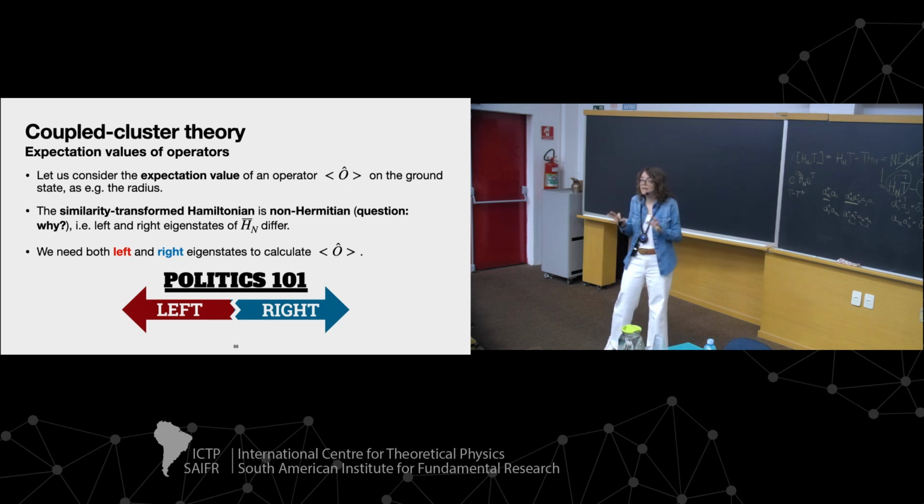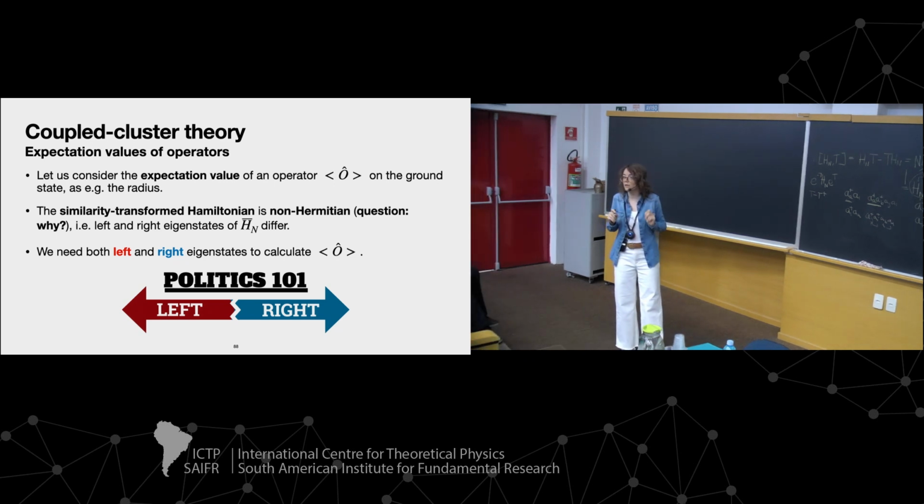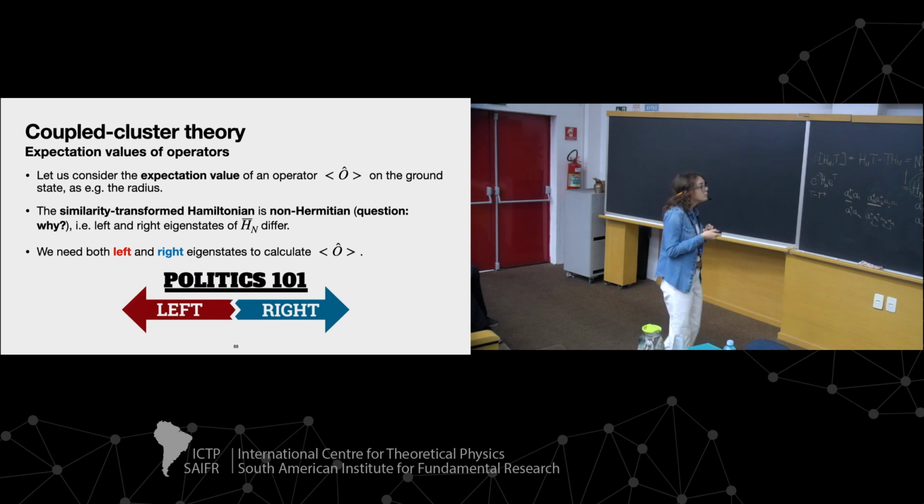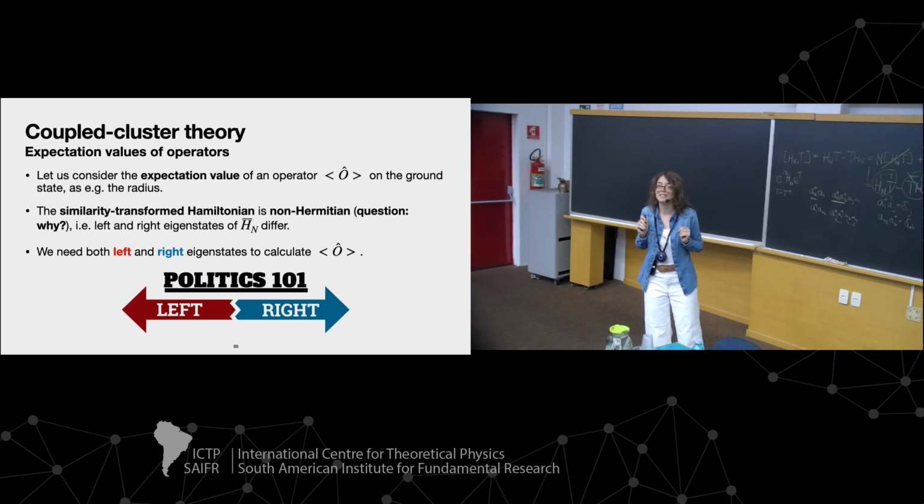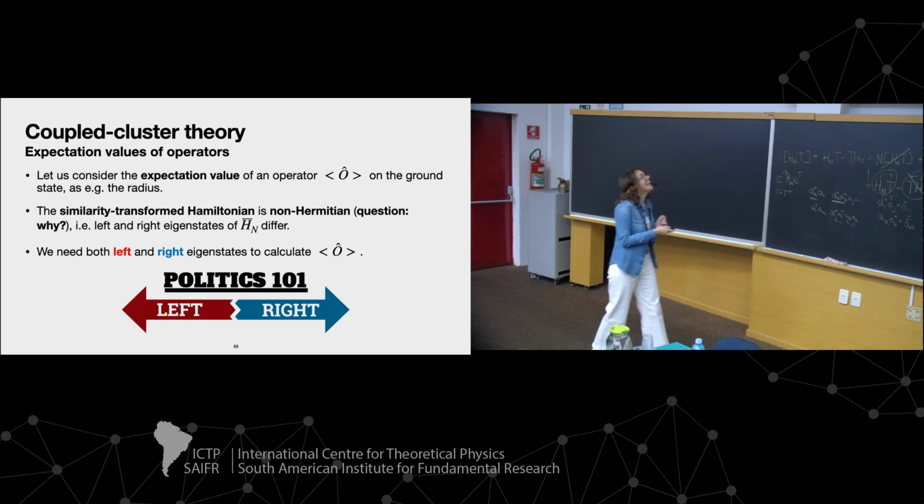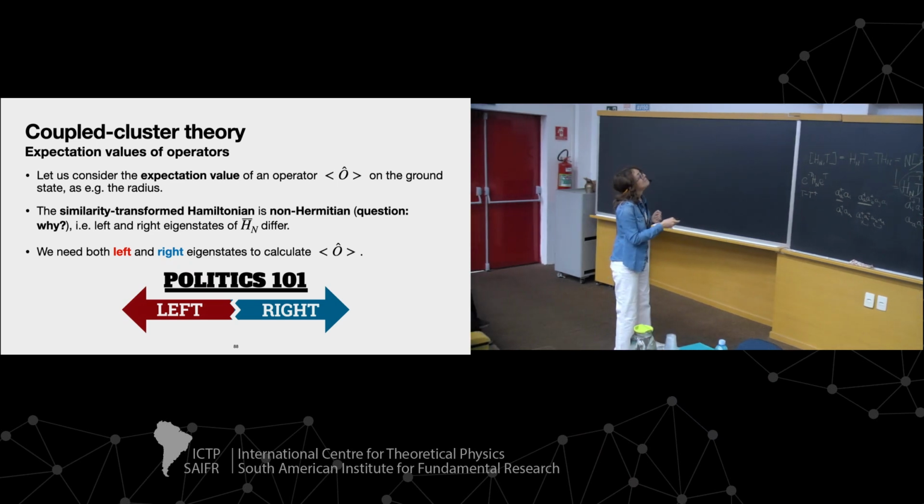The main consequence of this is that we will have right and left eigenstates which are different from each other. This means that we have to do two calculations. We need to determine the right eigenstate of H-bar and also the left eigenstate. So we have right wing and left wing, and we have to put them together, which is always very difficult, but okay. Art of compromise.